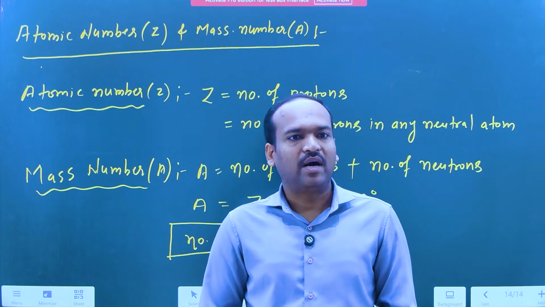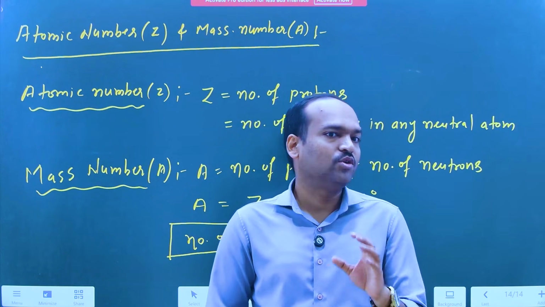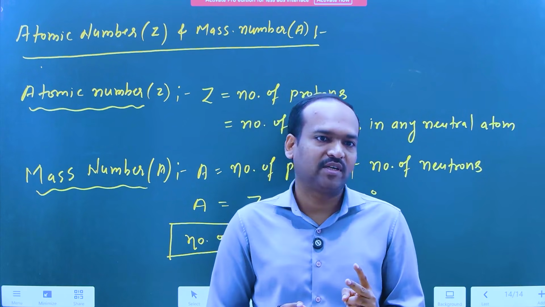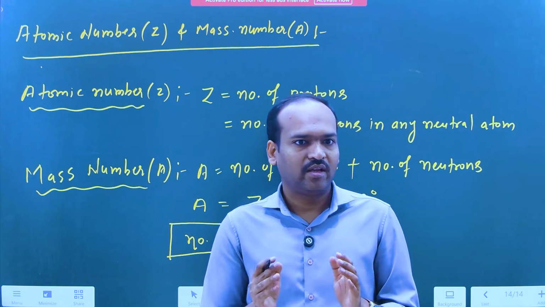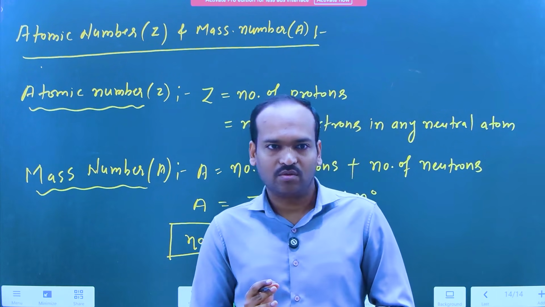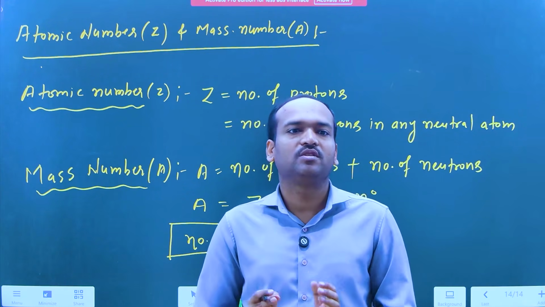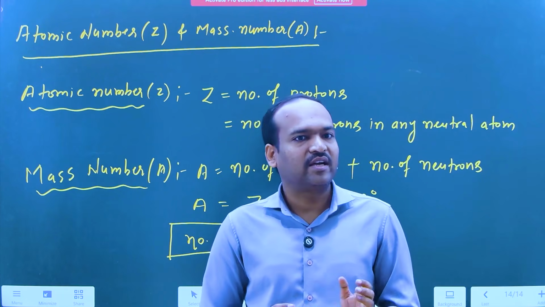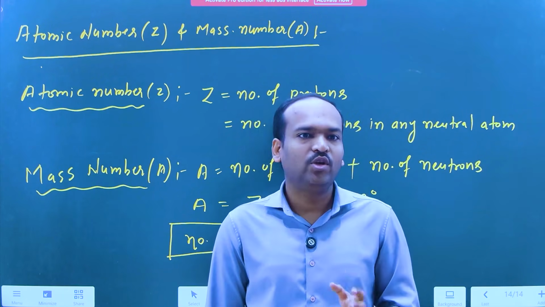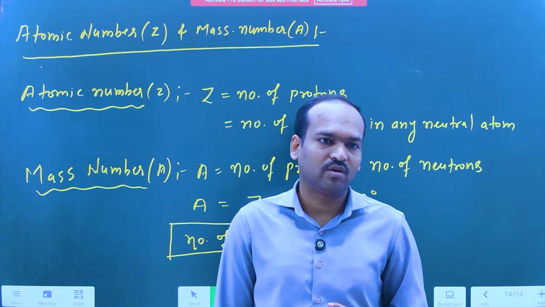Clear? Then mass number is due to nucleons. What are nucleons? In the nucleus we have two types of particles, protons and neutrons. These protons and neutrons are collectively known as nucleons. So if I ask what nucleons are, nucleons are protons and neutrons collectively.